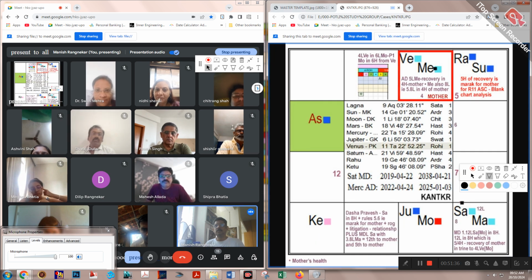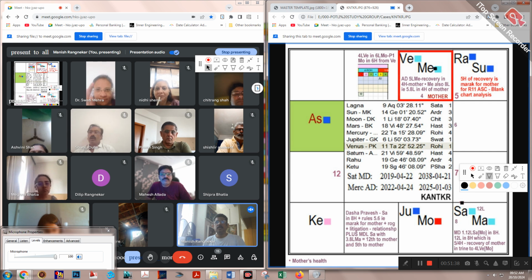Now come to this fellow. If you see Venus, which is the 4th lord, I'm doing here. मेरा cursor इधर है. Venus, which is the 1st lord, is seated in Rohini, 1st pada. ये रोहिणी 1st pada 12 दिख रहा है.